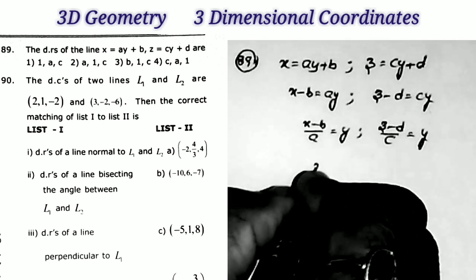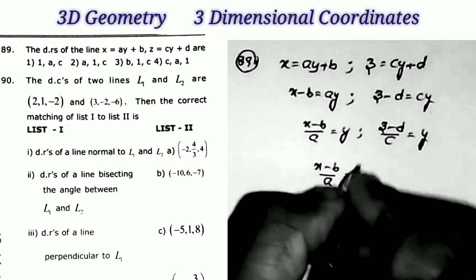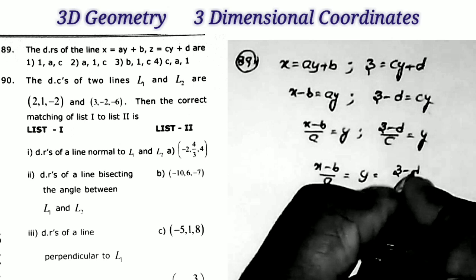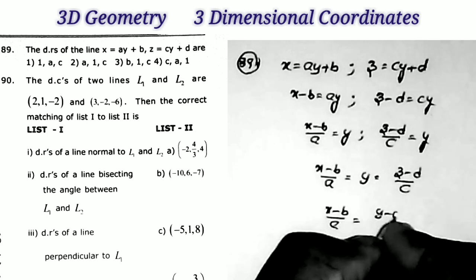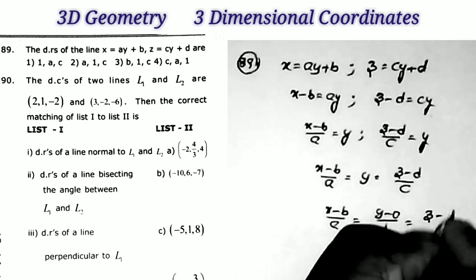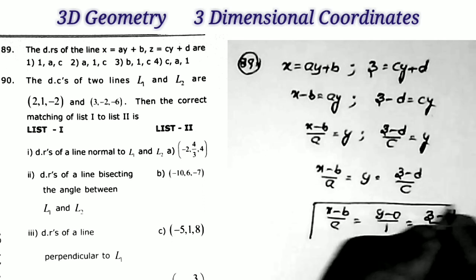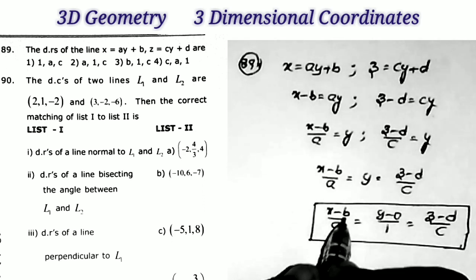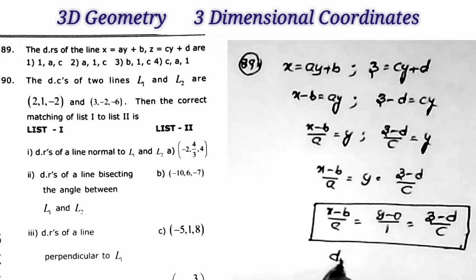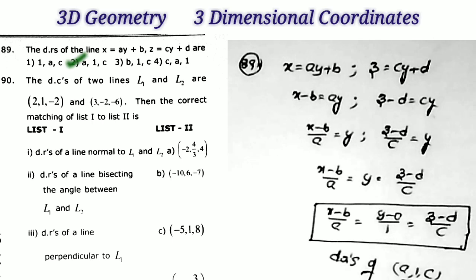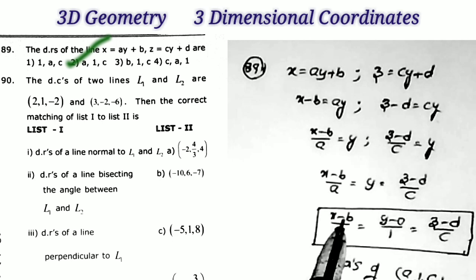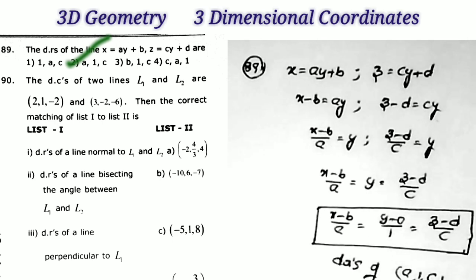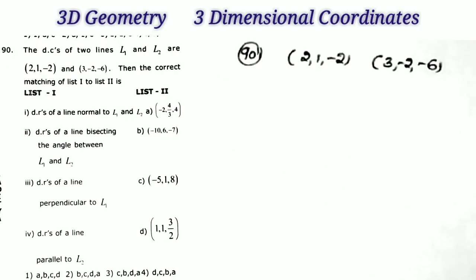Now equating the values, that is (x minus b) by a is equal to y is equal to (z minus d) by c. That is (x minus b) by a is equal to (y minus 0) by 1 is equal to (z minus d) by c. Now what is this? This is the line equation passing through the point (b, 0, d) having DRs a, 1, c. Therefore the answer is a, 1, c, and that is the second option. That's all. Next question, sum number 90.